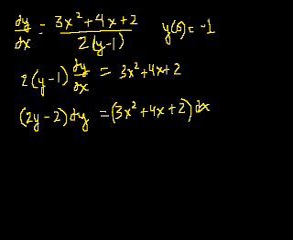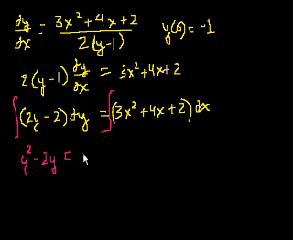And so now I can integrate, and I can integrate in magenta. What's the antiderivative of this expression with respect to y? Well, let's just see. It's y squared minus 2y. I won't write the plus c, I'll just do it on the right-hand side. That is equal to 3x squared. Well, the antiderivative is x to the third plus the antiderivative of 4x is 2x squared plus 2x plus c.